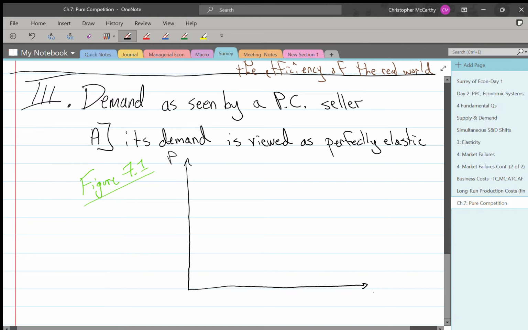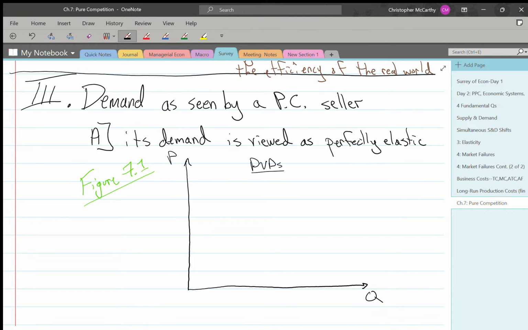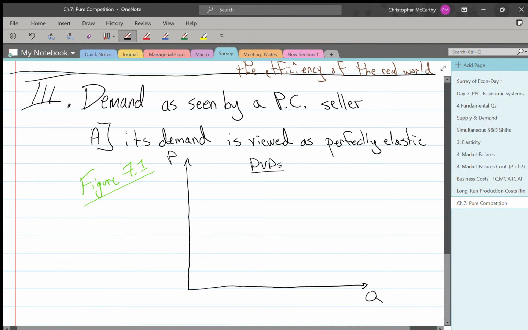So let's say that I'm selling DVDs. From the perspective of Walmart, let's say DVDs are $10. That's probably how much they are. If it were Blu-rays, it'd be like 30, but we're just saying DVDs. So DVDs are going to be $10. How much are you going to get if you sell one DVD? You're going to get $10, right?